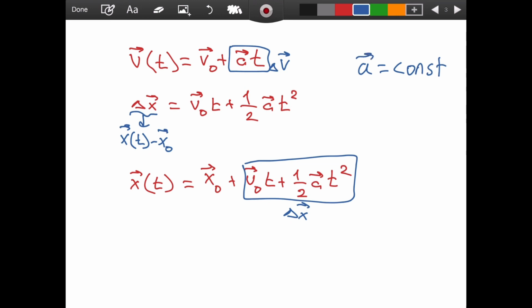Anyways, this is it for this video. As I said, in the next video, we will use these equations to prove the other kinematics equations. There are 2 left, and they are very important.